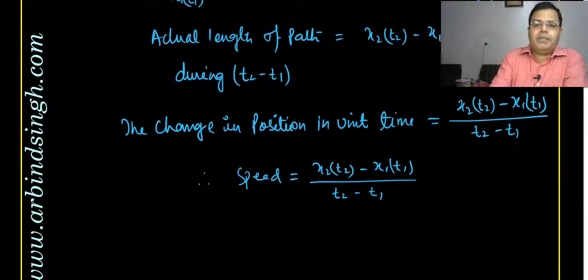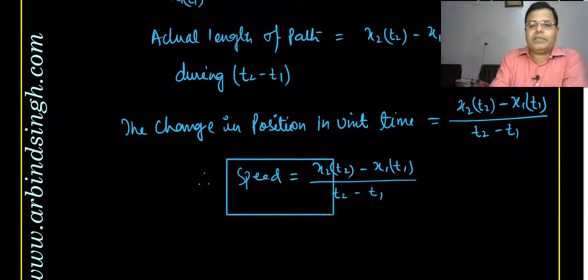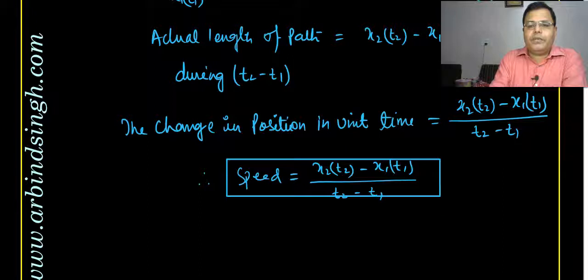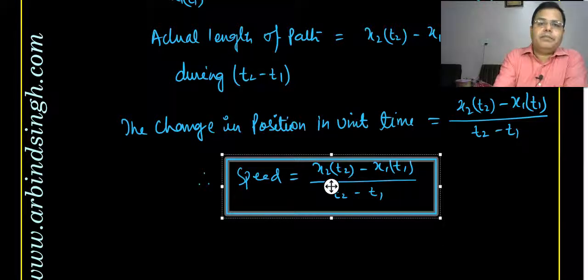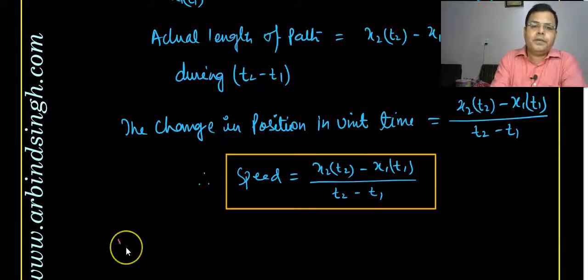Simply it can be written as x2 minus x1 upon t2 minus t1, right? So that can be written also. Now, what about velocity and why is it different from speed? Speed is the rate of change of distance.